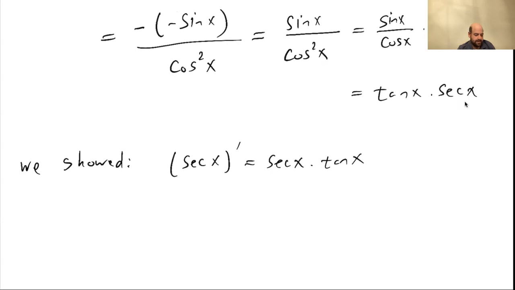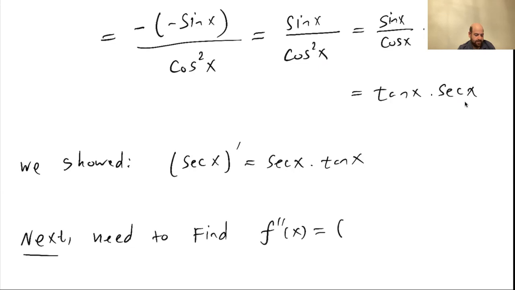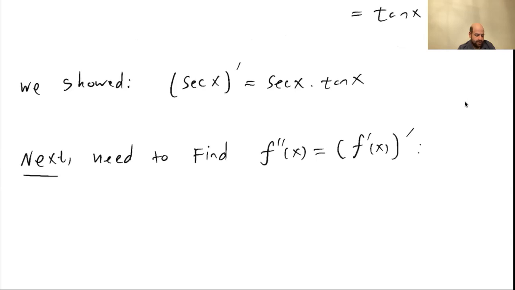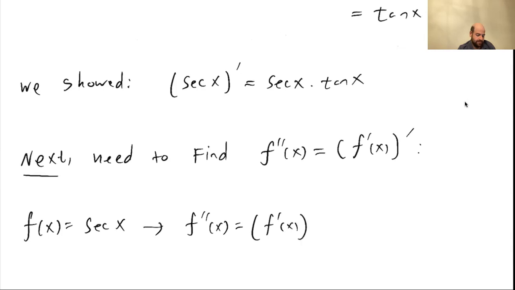Now, what about the second derivative next? We need to find f double prime of x, and f double prime of x means the derivative of f prime of x. So here f of x is secant x, so f double prime of x is equal to the derivative of f prime of x. And what was f prime of x? Our calculation shows that f prime of x is secant x times tan x. So the derivative of secant x times tan x.